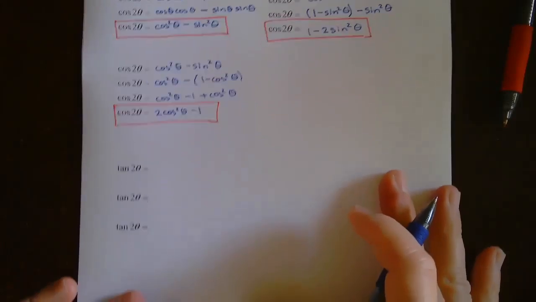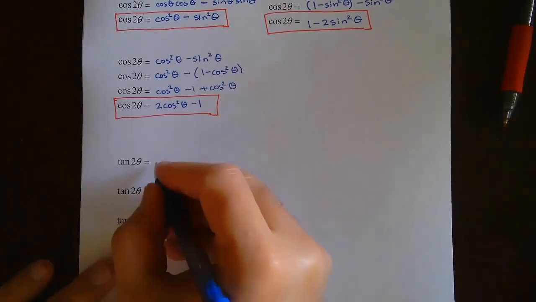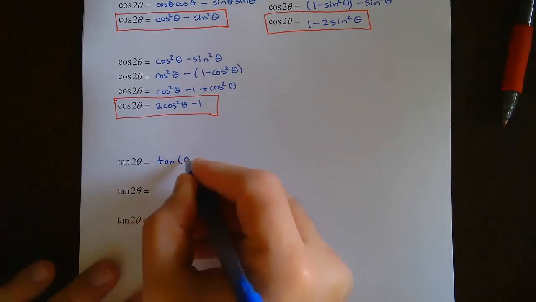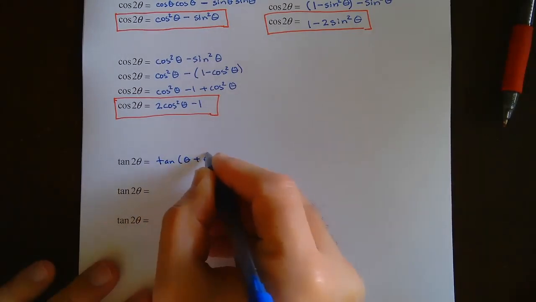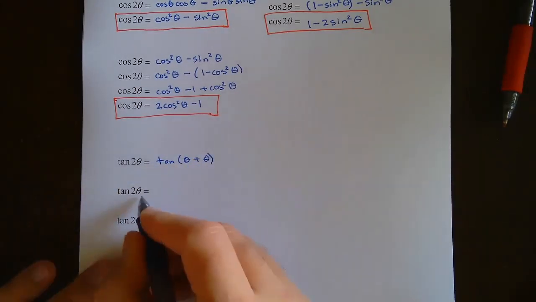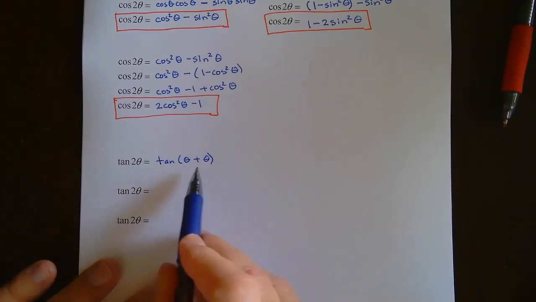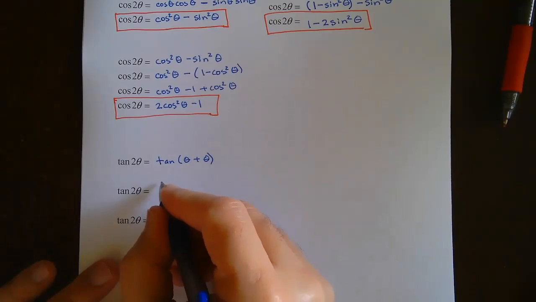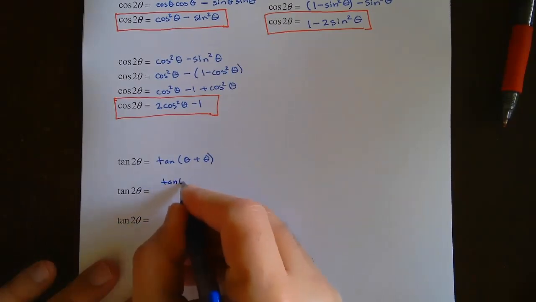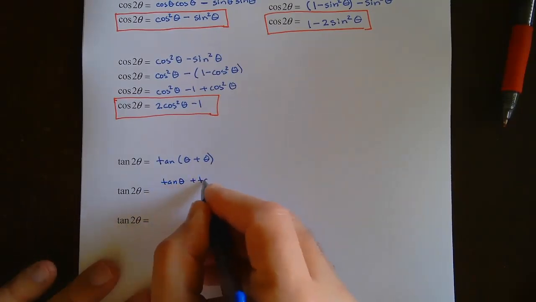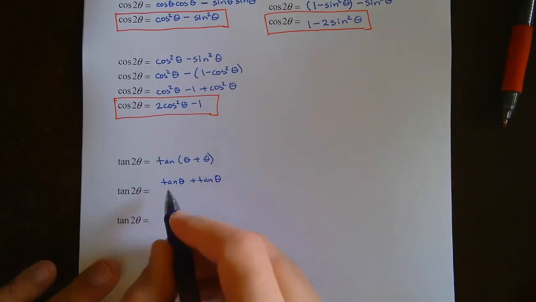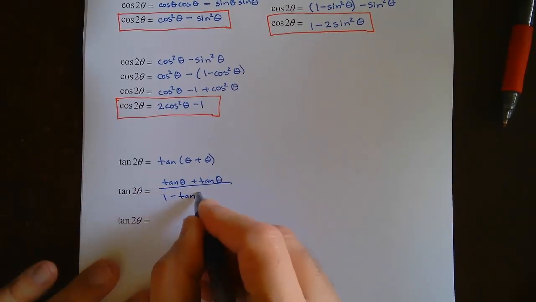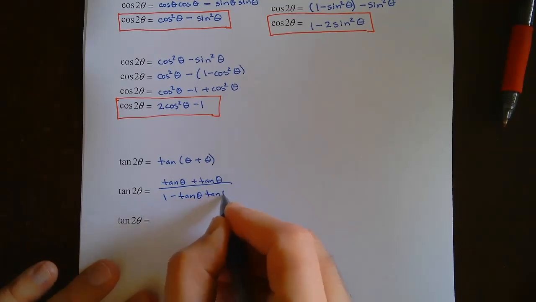All right, tan 2 theta. Let's slide up to this one. So tan 2 theta. Well, what's tan 2 theta? Well, tan 2 theta is really just tan of, you guessed it, theta plus theta again, right? And what we had here when we did the sum identity for tangent, it was tan theta plus tan theta over 1 minus tan theta times tan theta.